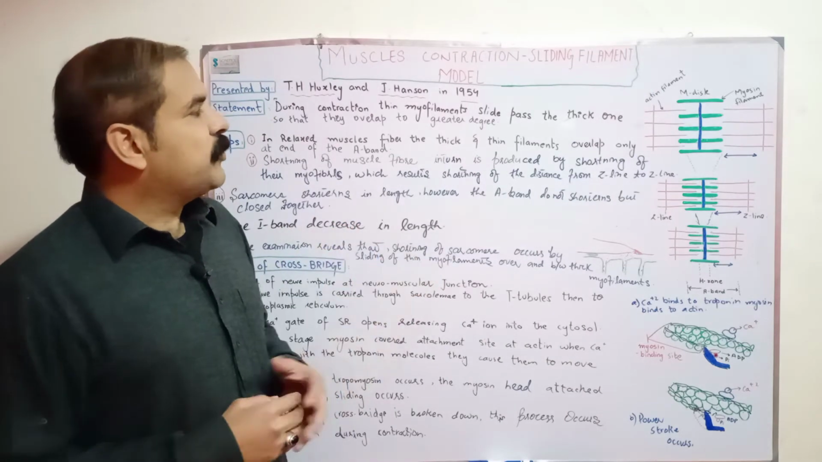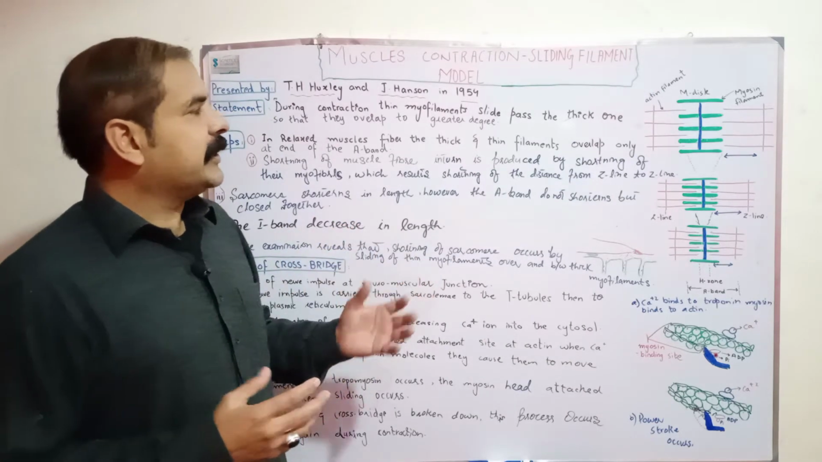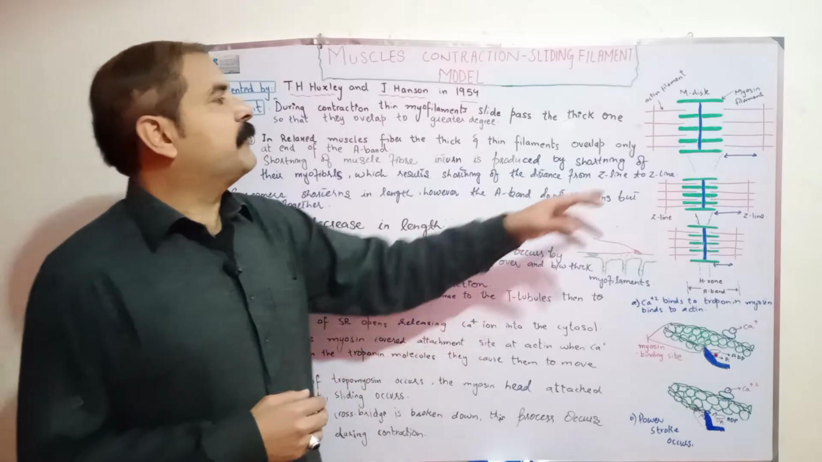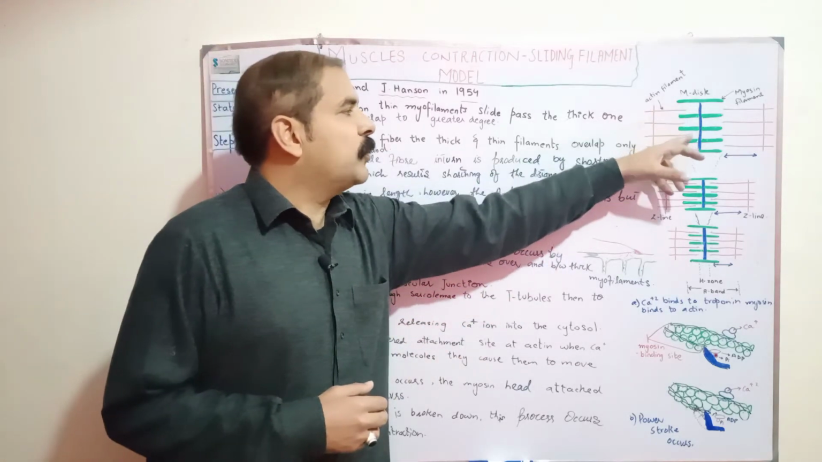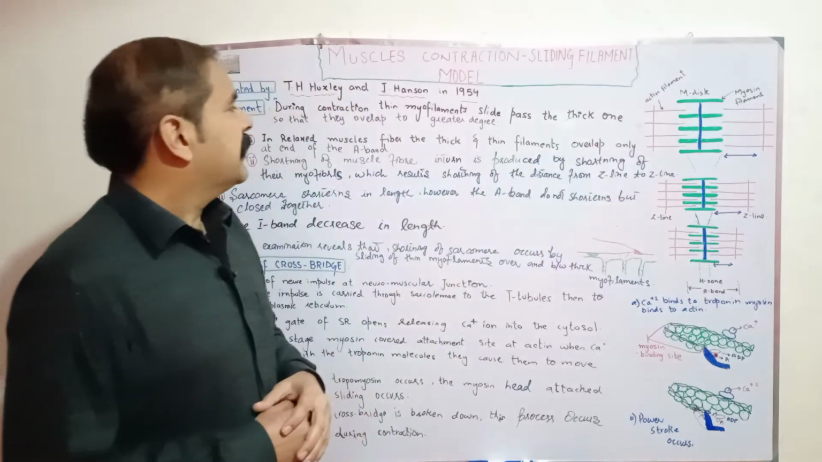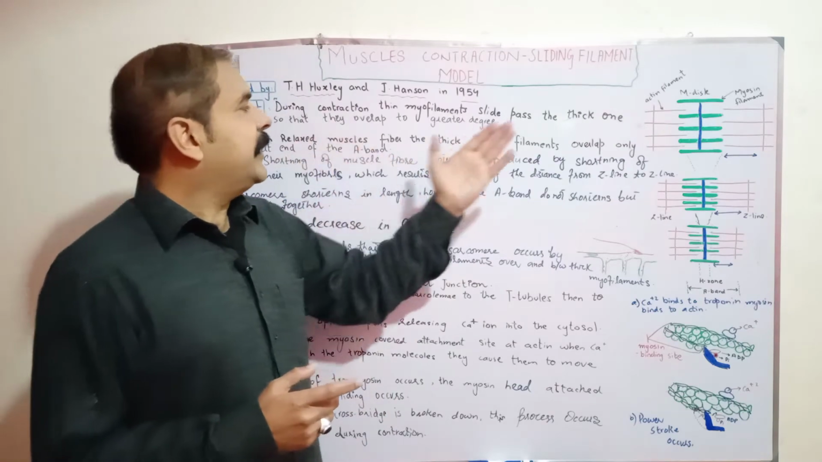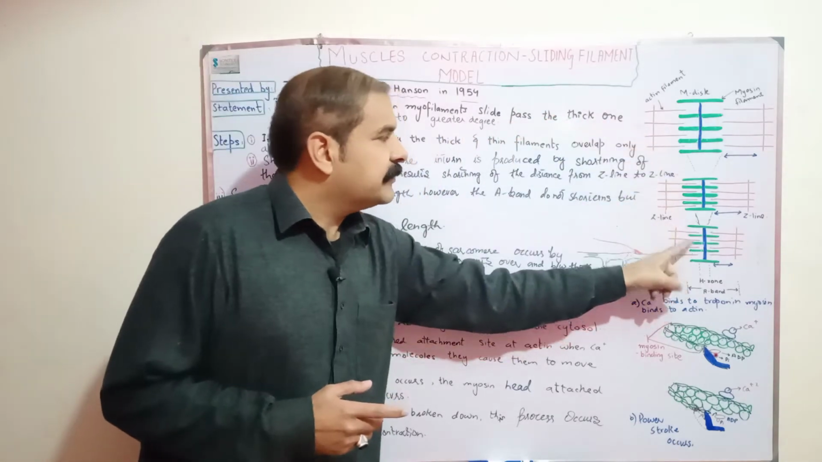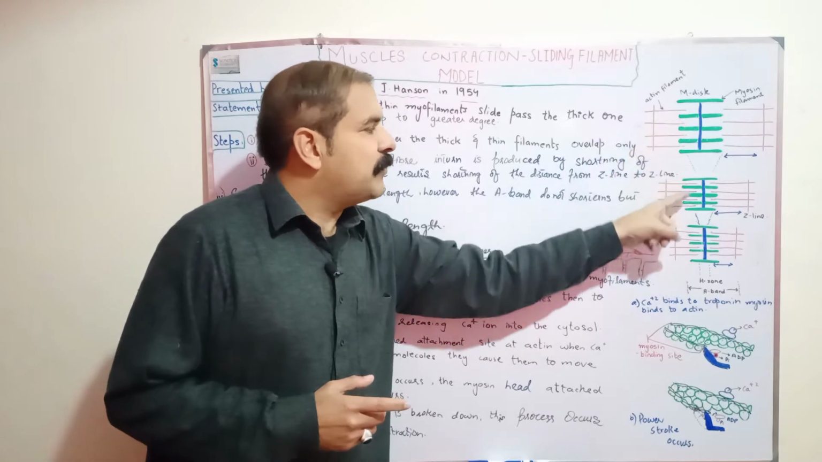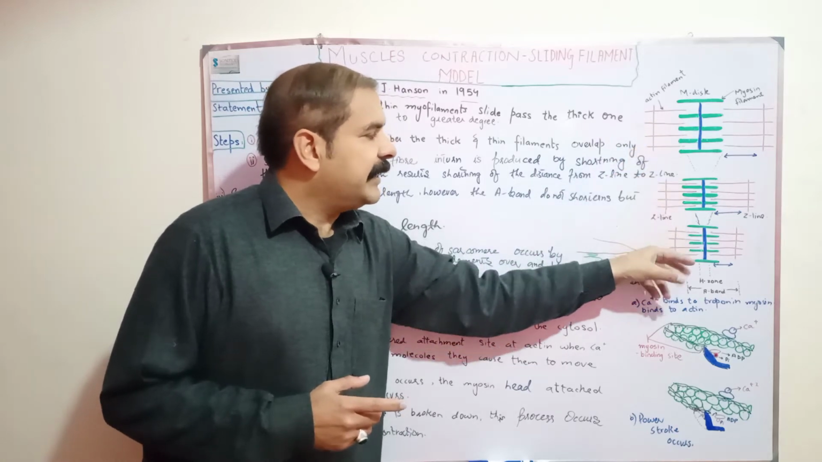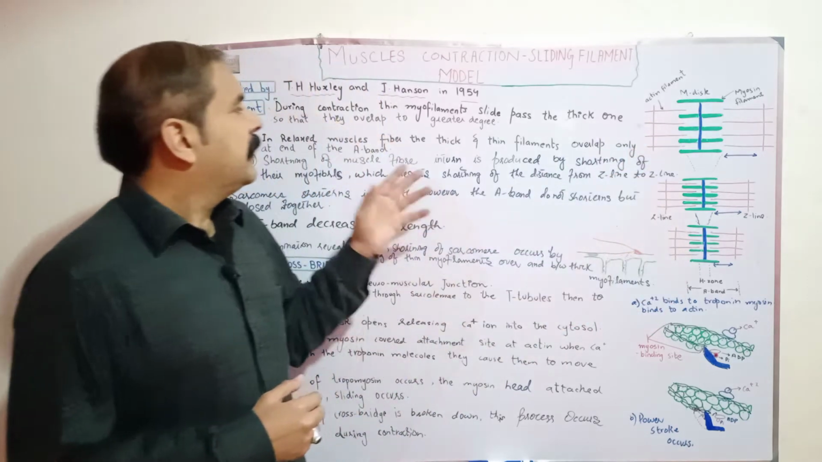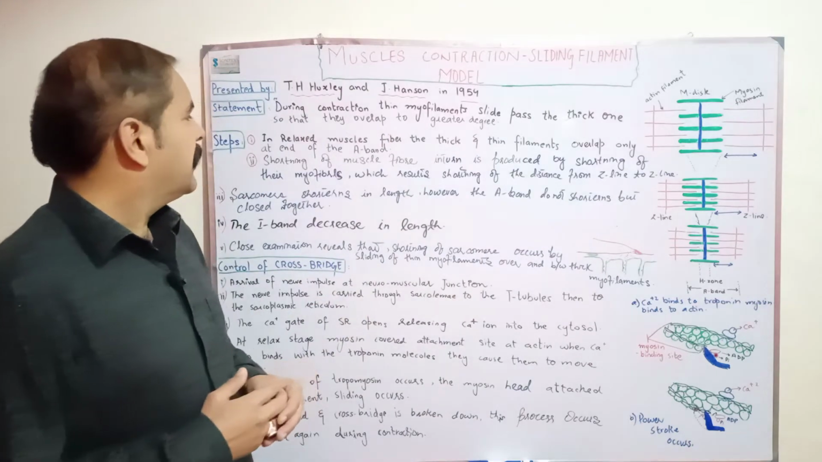What is the statement of this model? That during contraction, the thin myofilaments slide past over the thick ones so that they overlap to a greater degree. Thin filaments slide past over the thick filaments so that they overlap to a greater degree.